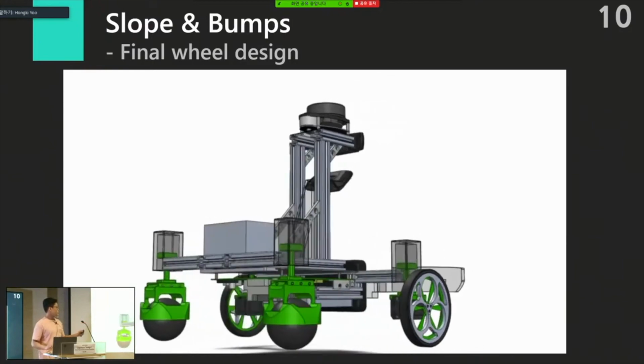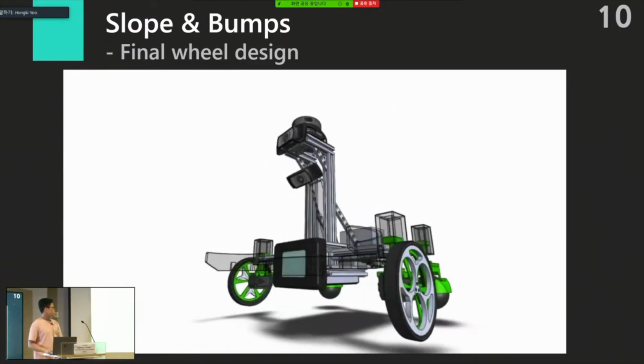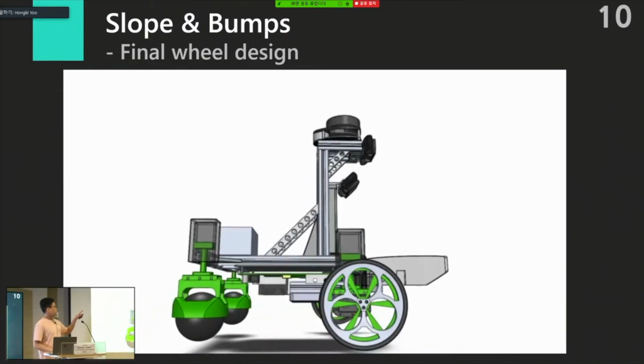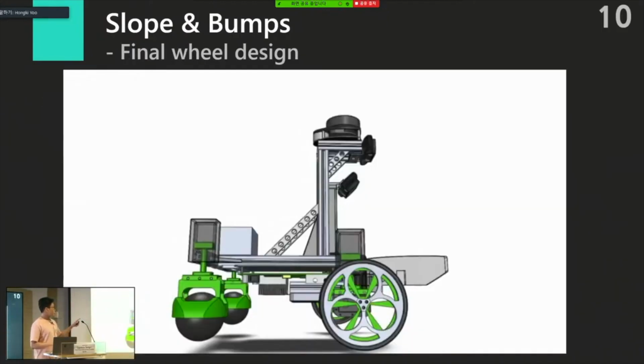So we have a prismatic joint working as a suspension. And we have 2 main wheels, as I told you before. And at the highest point, there's a lidar and a camera to detect the balls and obstacles with efficiency. And in order to cancel out the mass disturbance, we put the battery in the backside and the heavy processors under the vehicle.